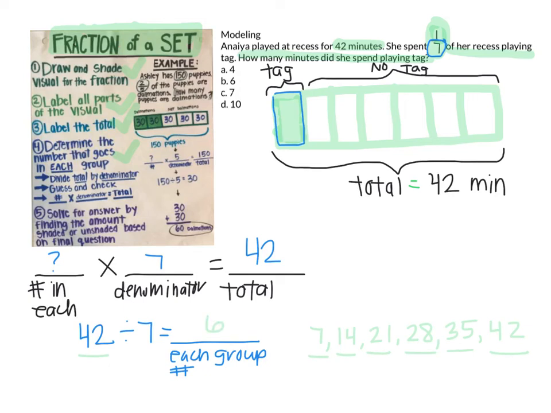And we can plug that back into our multiplication problem to check our work. So I plug 6 back in. 6 times 7 is 42. So that is correct. Now we can go ahead and fill in the rest of our picture. So we just solved how many in each group, and we got 6 minutes in each group.